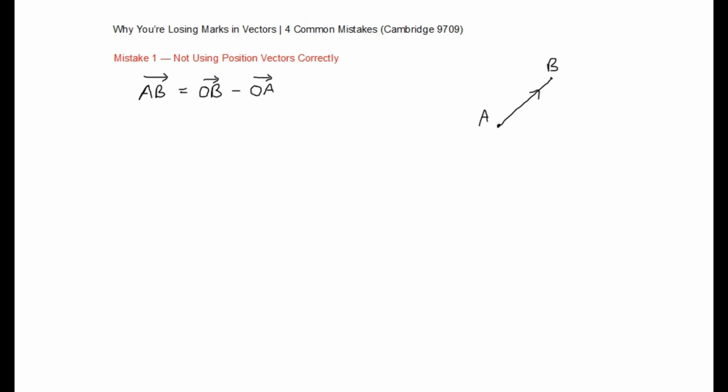So, suppose you have a vector, let's say LM, starting from L and ending at M. You can represent it as OM, the endpoint's position vector, minus OL, the start point's position vector.